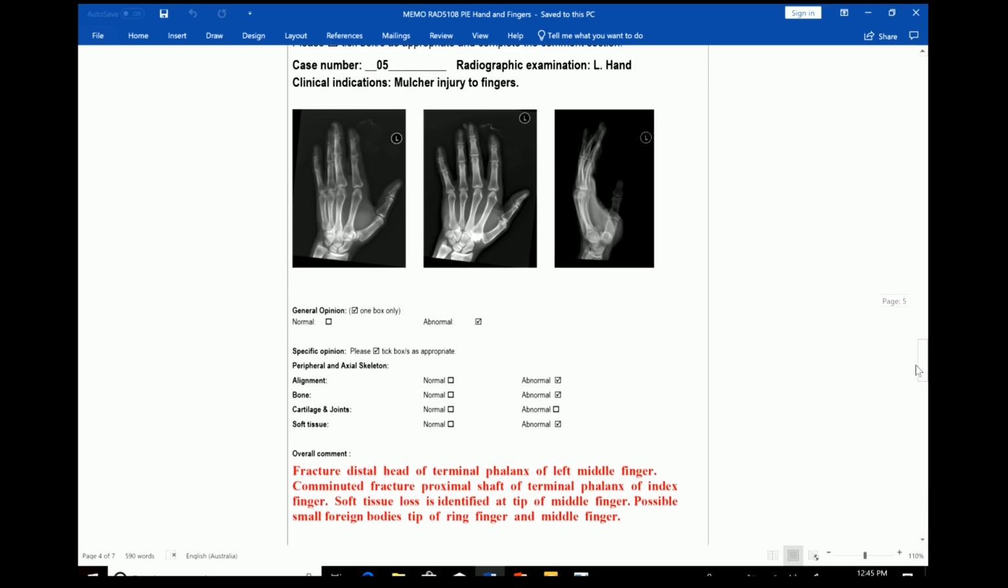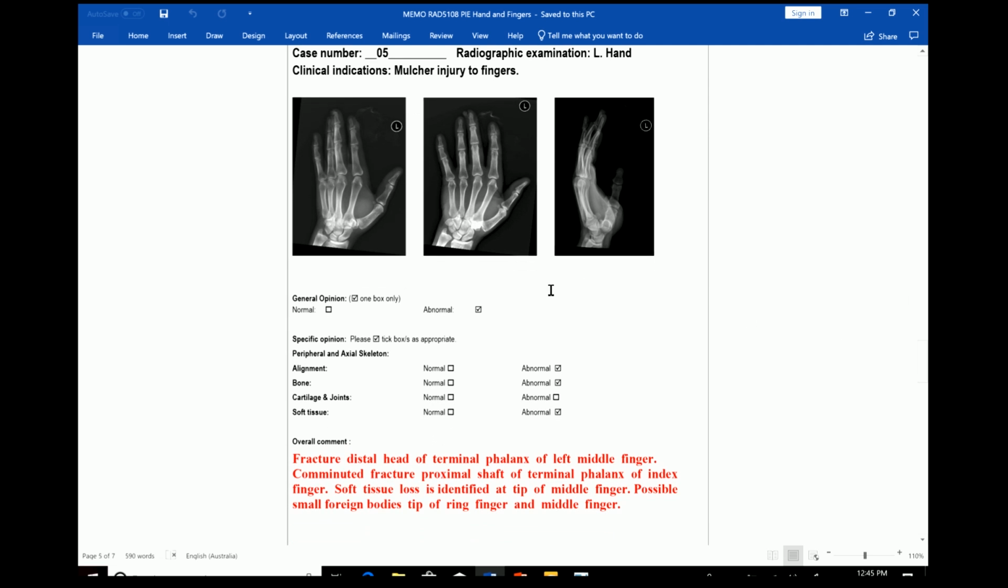So for our case 5 then, it's an abnormal case. It doesn't involve the joints, so the alignment is affected, the bone and the soft tissue. So you've got your fracture of the distal head of the terminal phalanx of the left finger, and then also the comminuted fracture of the proximal shaft of the terminal phalanx of the index finger. And then with the middle finger, there is significant tissue loss at the tip of the finger. And then we've also got the possible foreign bodies at the tips of the ring as well as the middle fingers.